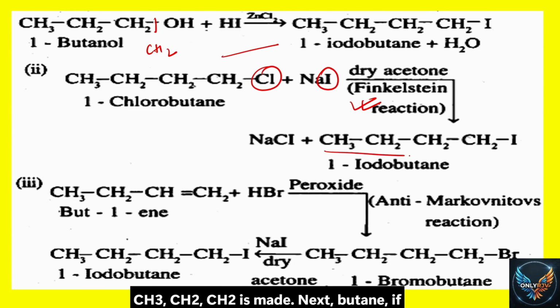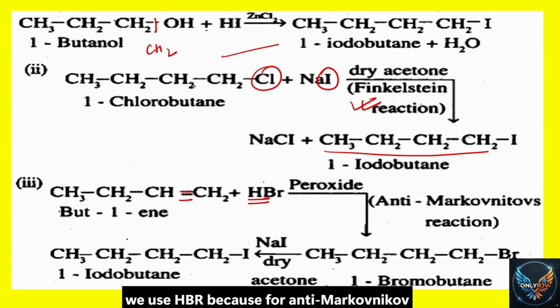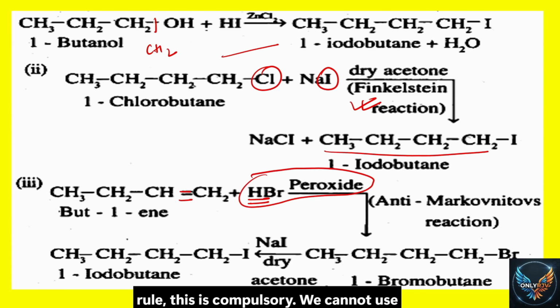If you can see, CH3, CH2, CH2 is made. Next, butene, if you see, the double bond is over here. First, we use HBr because for the anti-Markovnikov rule, this is compulsory. We cannot use HI plus peroxide. Okay. HBr and peroxide, necessary presence should be there for the anti-Markovnikov rule. So what will happen? The negative part will go to that carbon which has more number of hydrogens.